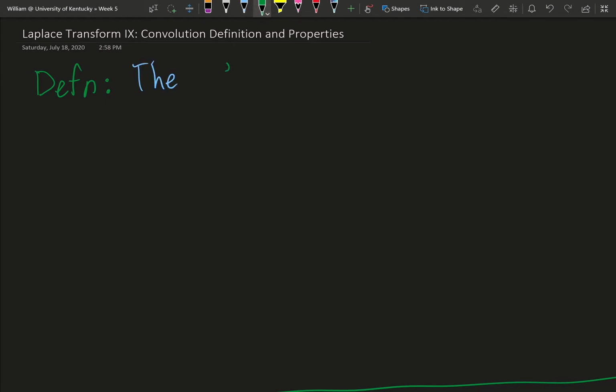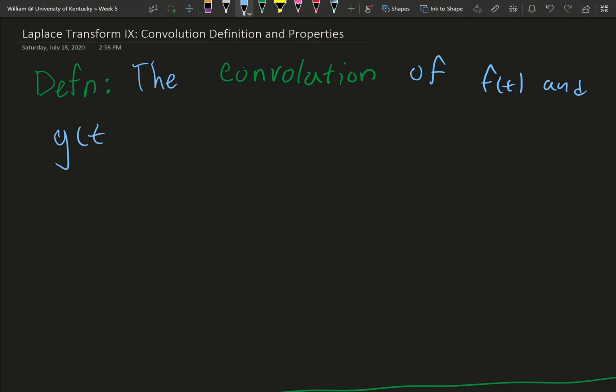So the convolution of two functions of t is another function of t, usually indicated either f of t and then this star-looking thing, or just f g and then of t.